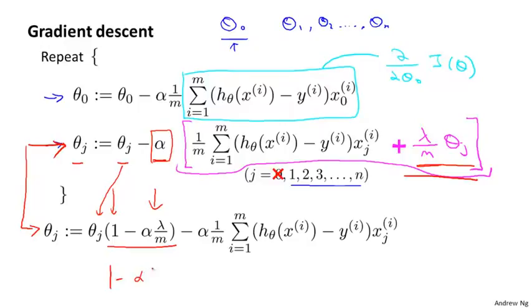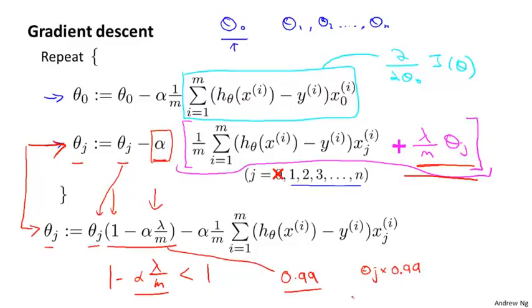Concretely, this term 1 minus alpha times lambda over m is usually a number that's a little bit less than 1, because alpha times lambda over m is going to be positive, and usually, if your learning rate is small and if m is large, this is going to be pretty small. So think of it as a number like 0.99, let's say. And so the effect of our update to theta j is that theta j gets replaced by theta j times 0.99. Theta j times 0.99 has the effect of shrinking theta j a little bit towards 0.